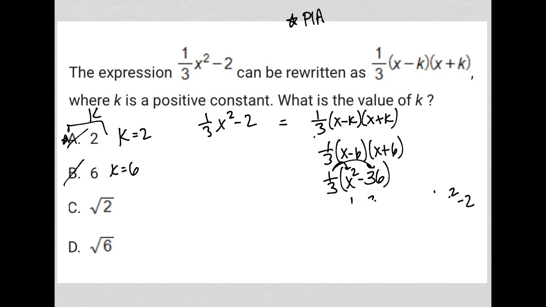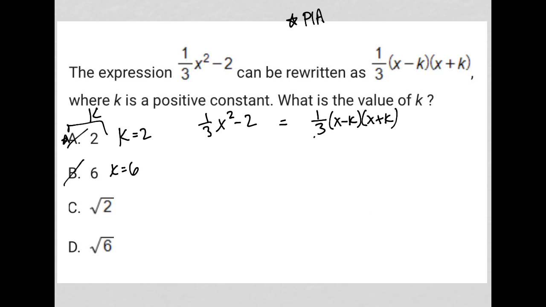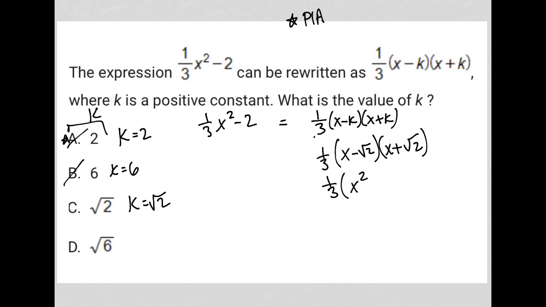We try choice C. Again, this is k equals square root 2. So I have 1/3 times x minus root 2 times x plus square root 2. And this becomes 1/3 x squared minus 2 once I FOIL that. And again, I need to distribute, because the parentheses really are the key to answering this question. Understanding those parentheses will still be there. This 1/3 impacts everything to the right side of it, not just the one thing next to it here.